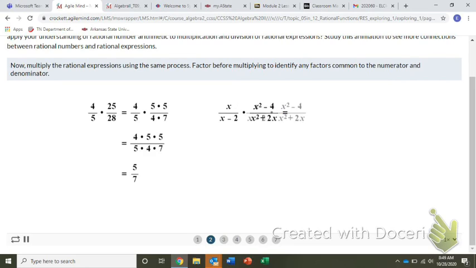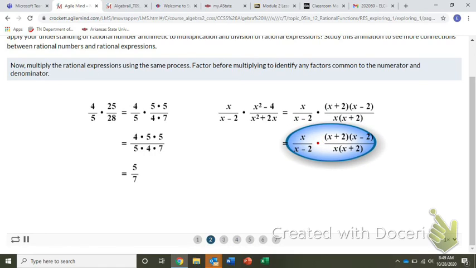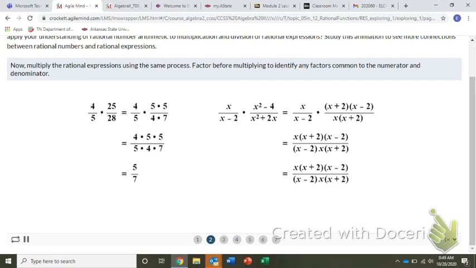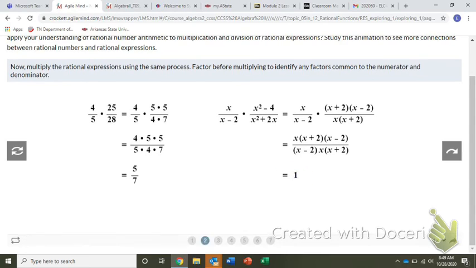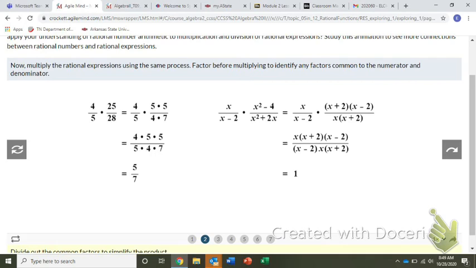For the next one, I almost think we've done this problem. So they factored in x. They are squishing. And guess what they're going to do next? They're going to cross out. So they're crossing out x minus 2s. They're crossing out x plus 2s. And they are crossing out x's. So that just means it is left with the number 1.